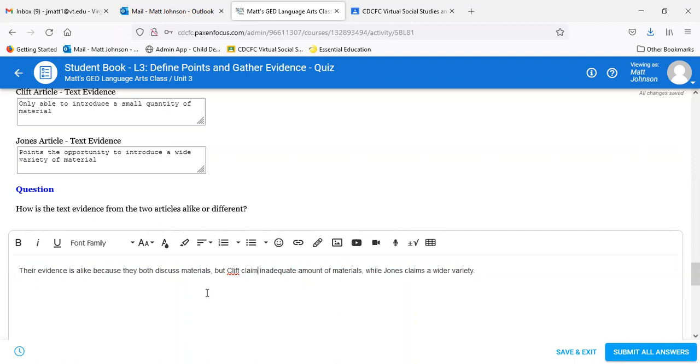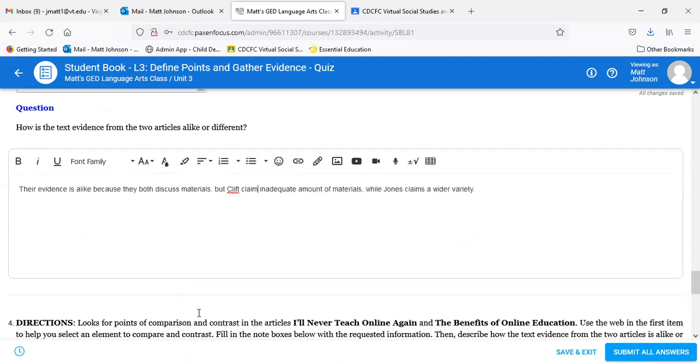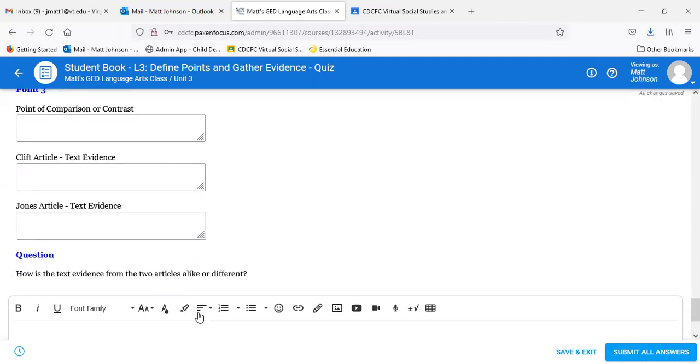All right. So there we go. And we'll have one more here. I'm thinking, let's talk about tone, right? That's a fairly easy one, and it's mentioned above, right? So we could use that. So Cliff's tone is negative, while Jones's tone is positive. Okay. Notice my possessive there, apostrophe S, something else we'll talk about in unit 4.